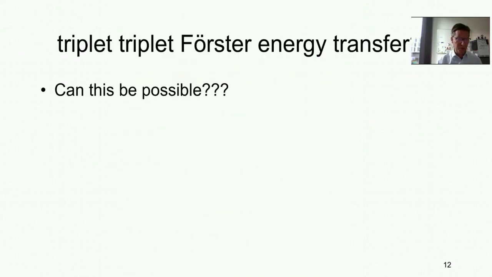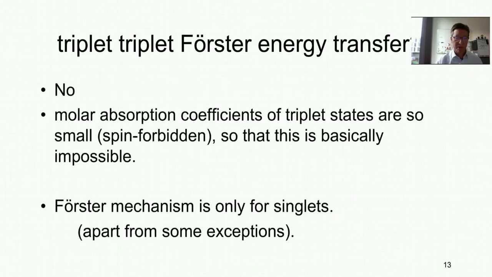What about triplet Förster energy transfer? Well, it is very unlikely to happen. Basically, it cannot happen, especially because of the molar absorption coefficients of triplet states. From the S0, from the ground state to the triplet, it is sometimes possible to observe it, but the molar absorption coefficients are maybe 1 or 2 or 5. So it is extremely weak. So in that way, it's not applicable. It's basically Förster is for singlets, but maybe there are some exceptions also mentioned in the book.